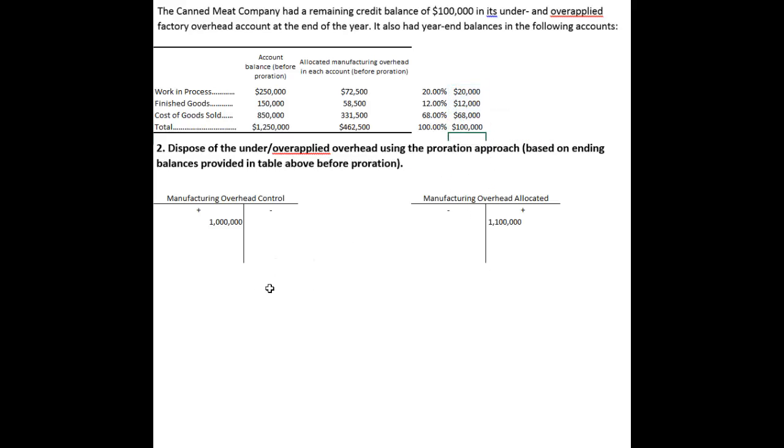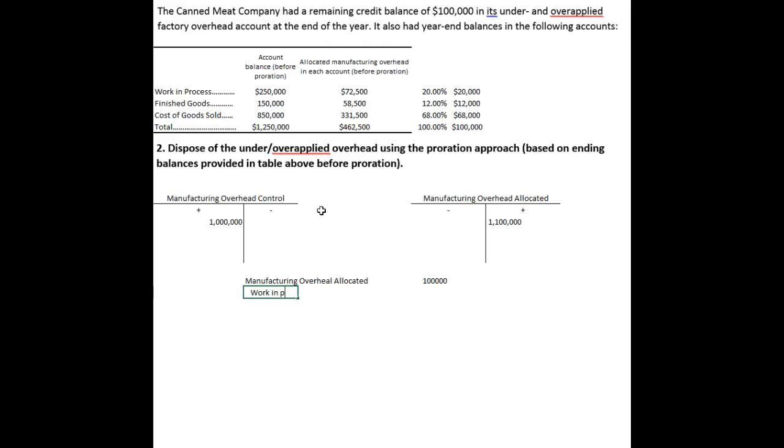So remember, now watch how much different this journal entry looks. We're going to debit manufacturing overhead allocated for the 100,000, and we're going to credit not cost of goods sold, we will credit, but only for 68,000. We're going to credit work in process.